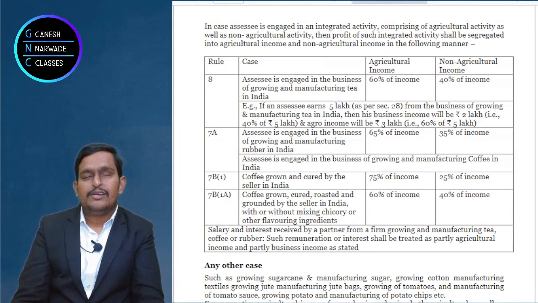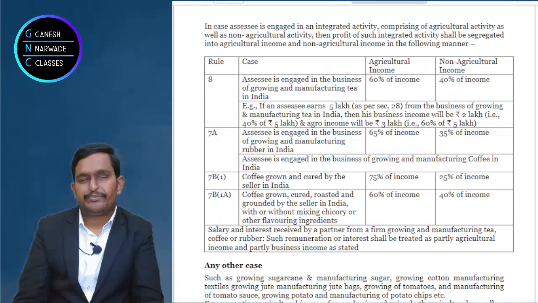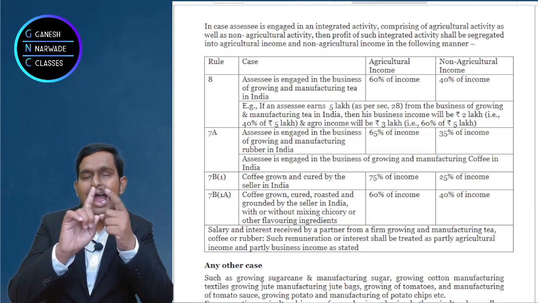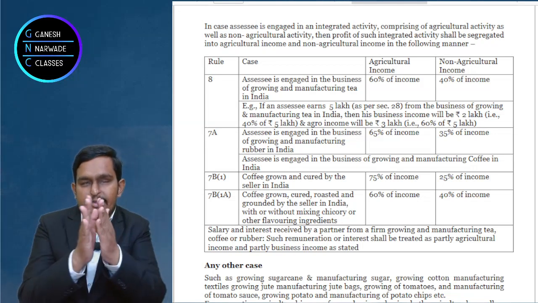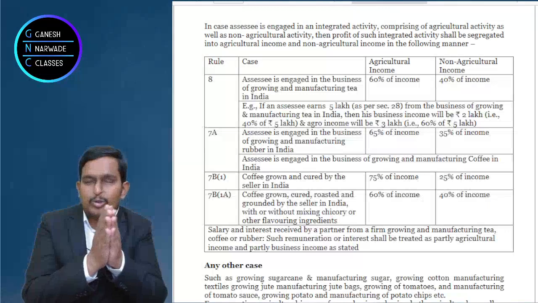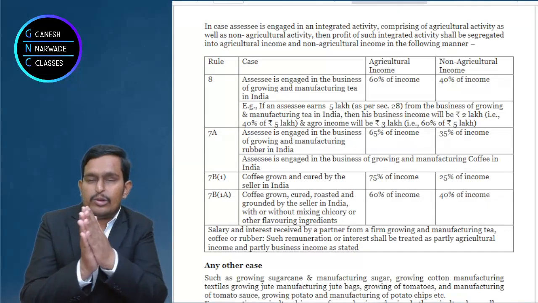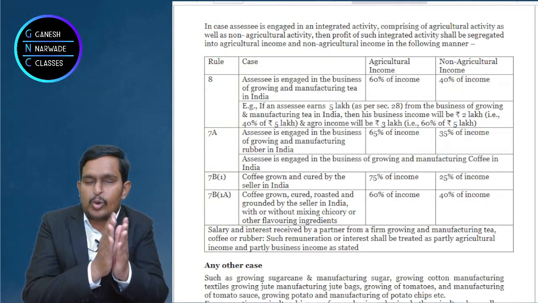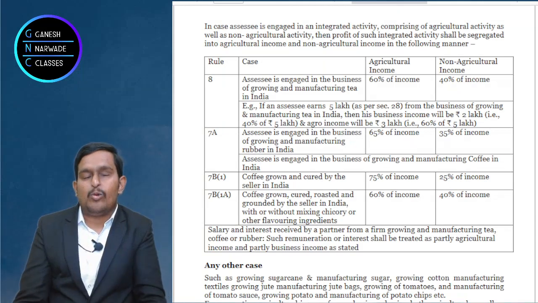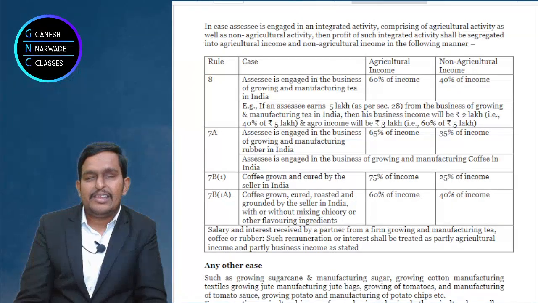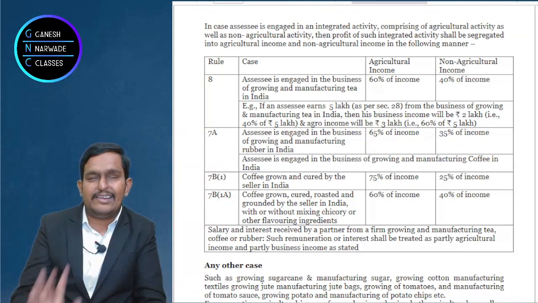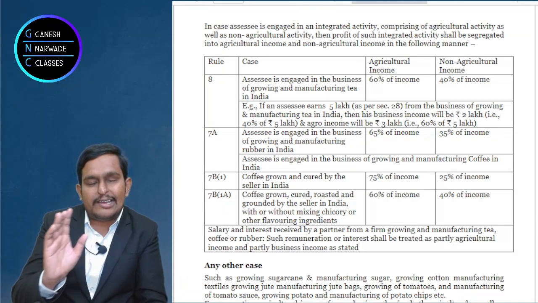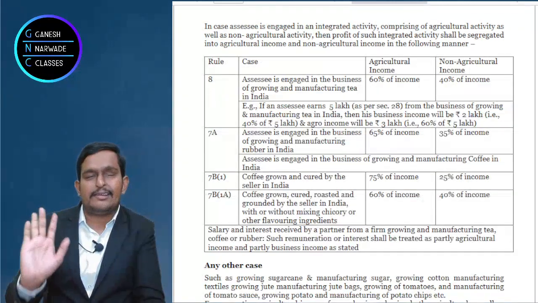Let's assume for tea, Rule 8 talks about tea. So if you are into growing and manufacturing tea, please remember, if you are just growing tea, it is totally agricultural income. If you are only doing farm related work, growing, then it is only agricultural income. If you are into manufacturing, only manufacturing, then you are non-agriculture, your income is non-agricultural income.